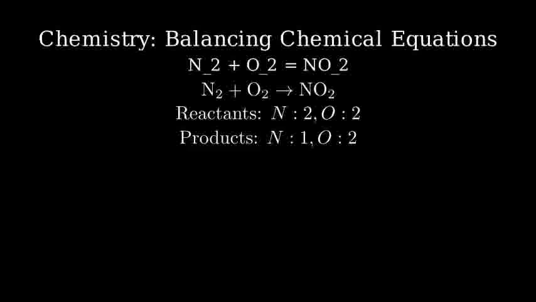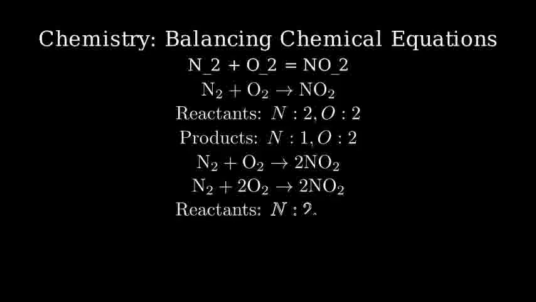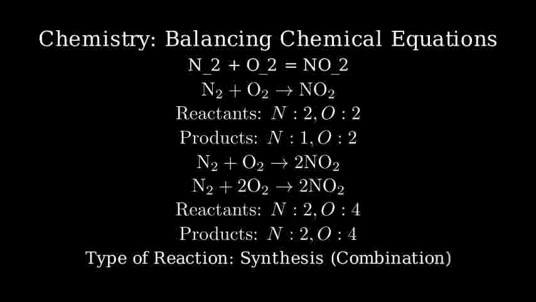First, look at the nitrogen atoms. We have 2 nitrogen atoms on the left and only 1 on the right. We can put a coefficient of 2 in front of NO_2 to balance the nitrogen atoms. Similarly, we now have 4 oxygen atoms on the right and 2 oxygen atoms on the left. To balance the oxygen atoms, we can put a coefficient of 2 in front of O_2. Let's update our atom counts. The chemical equation is now balanced.